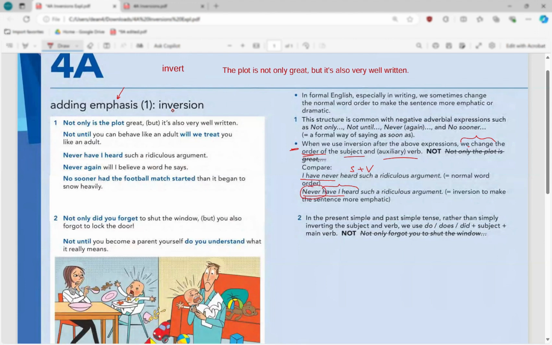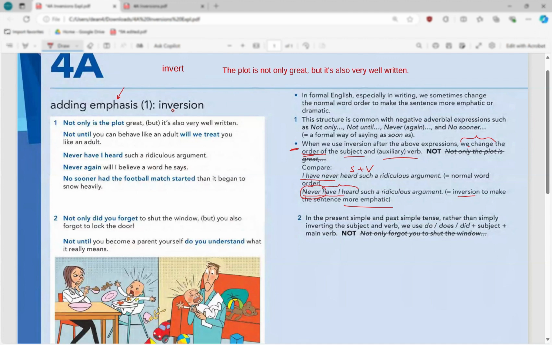Okay. So again, why am I doing it? To make inversion. Why am I doing the inversion? To make it more emphatic, guys. Right. So we got more examples here. Not until you can behave like an adult will we treat you like an adult. Look, not until you can behave like an adult will we treat you like an adult.